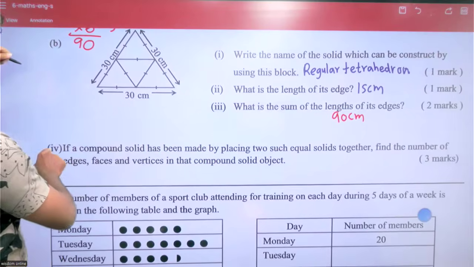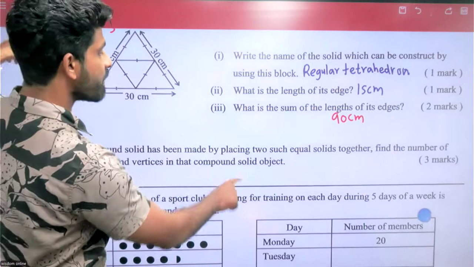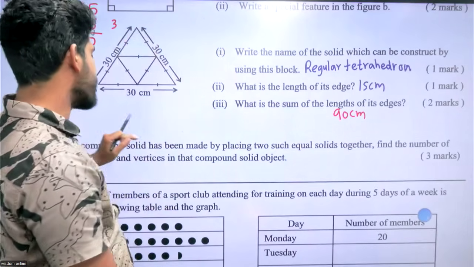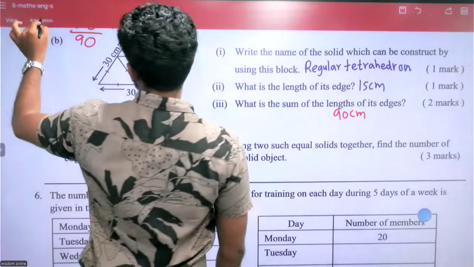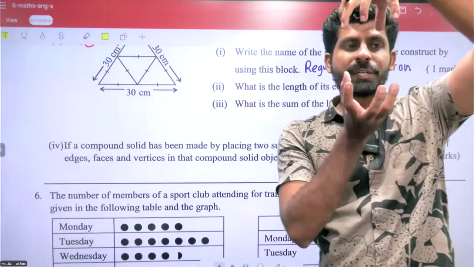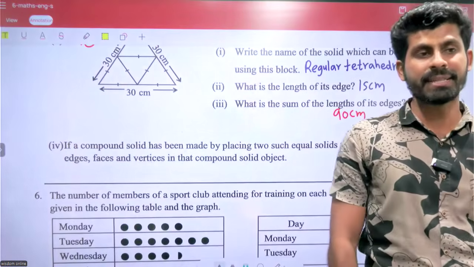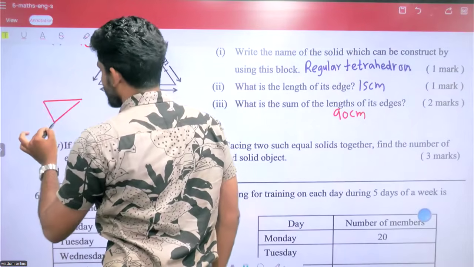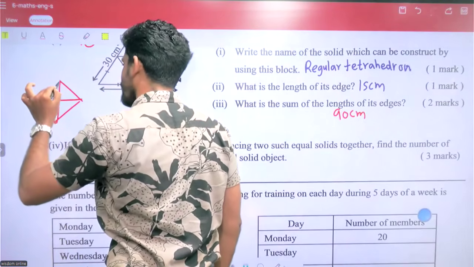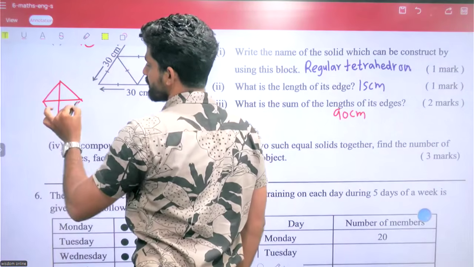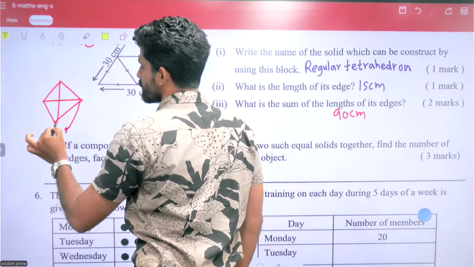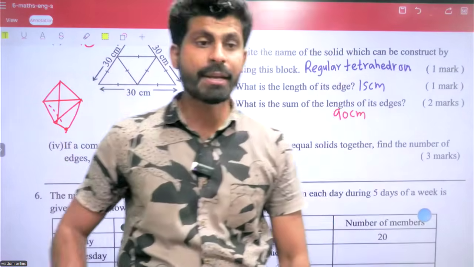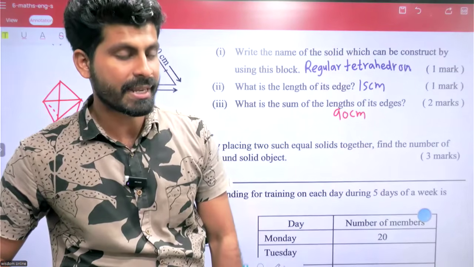Another question. If a compound solid has been made by placing two such equal solids together, find the number of edges, faces, vertices in that compound solid. That means you are going to merge two regular tetrahedrons together, right? So two regular tetrahedrons together, like this, right? Two regular tetrahedrons together.